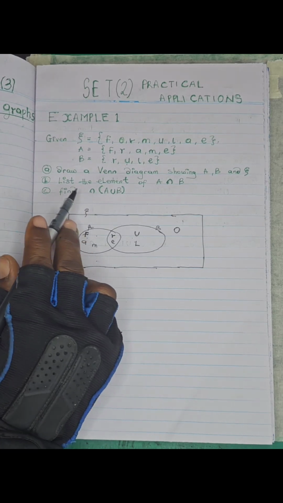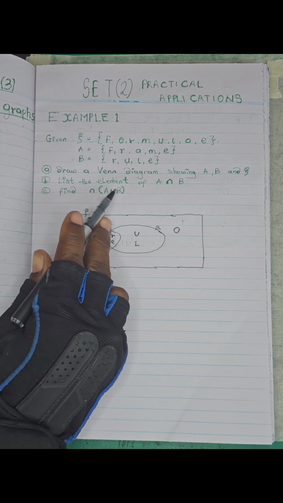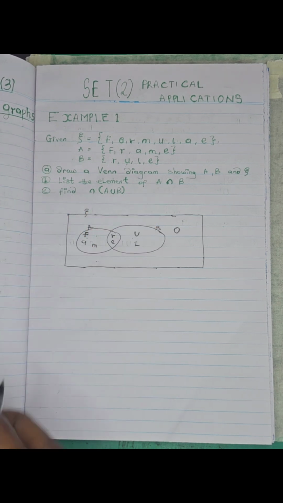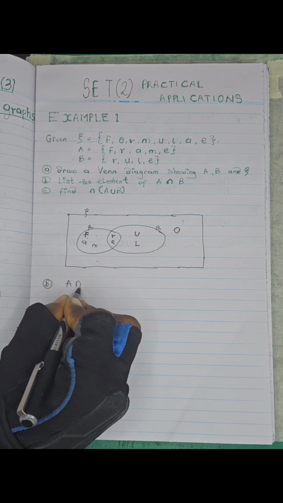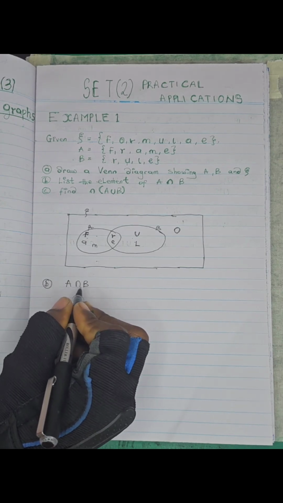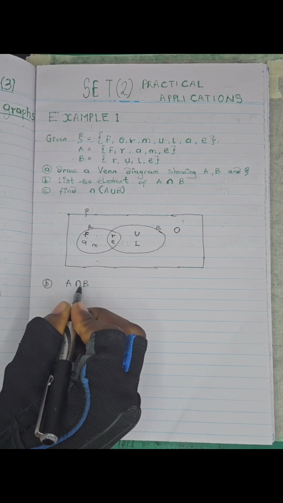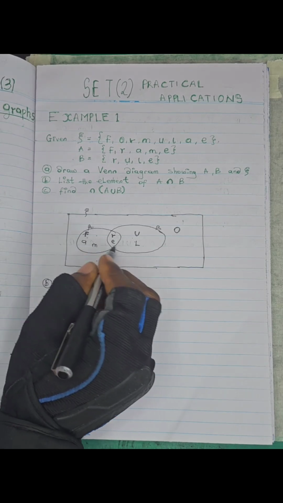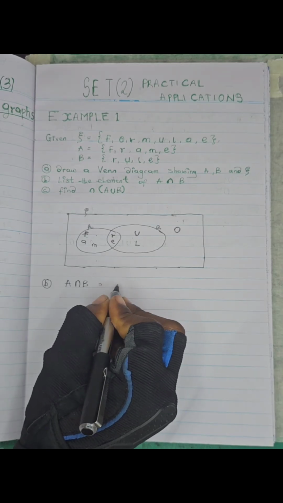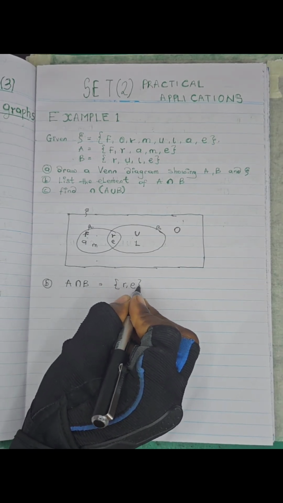The next thing we are asked is question B: list the elements of A intersection B. Remember in our last class, this is the sign for intersection. Intersection stands for what A and B have in common, which we've already done in our Venn diagram. So the answer is simply R and E.